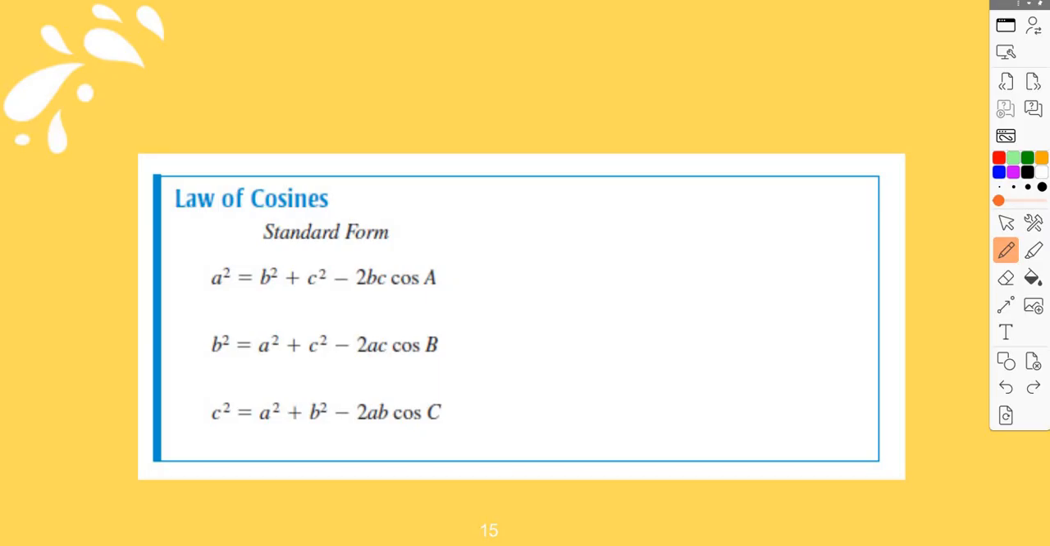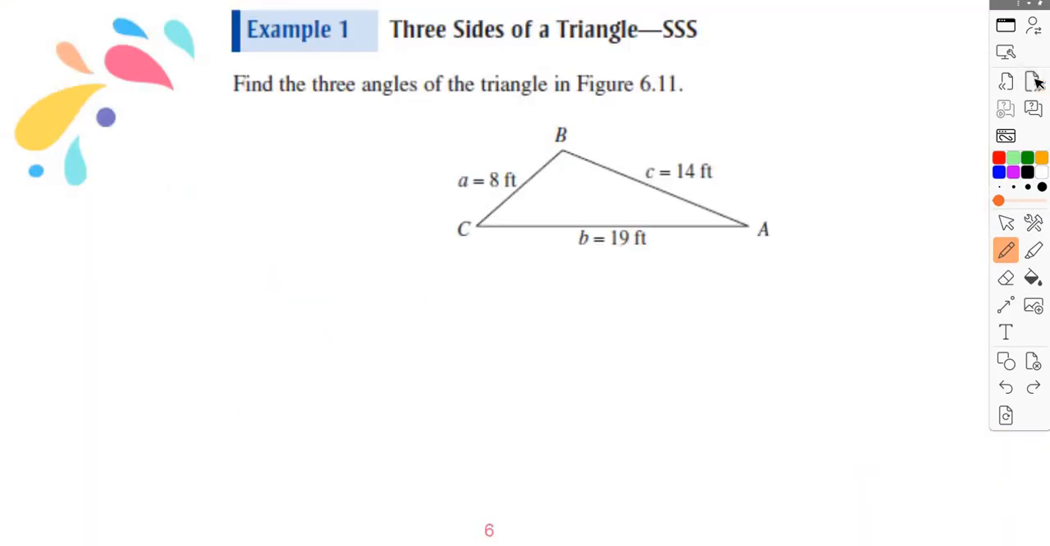So basically your Pythagorean theorem is just a specific case of law of cosines. But we can only use our Pythagorean theorem when we have a right triangle. We can use law of cosines for any triangle. So let's look at an example. Which case do we have here? Side, side, side.